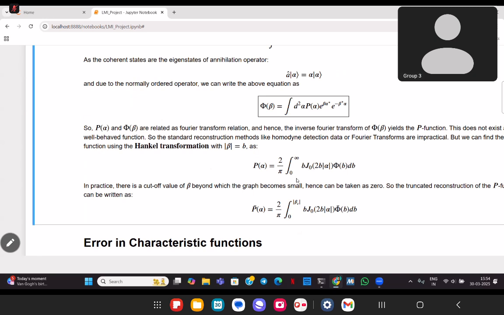So now with these powerful mathematical tools in hand, the characteristic function description and Hankel transform reconstruction, we are ready to see the experimental results. So I'll hand over to another group member, Mr. Pratham Bhatt, who will derive the error in the characteristic function and show how all these pieces come together in our actual measurements of non-classical states.